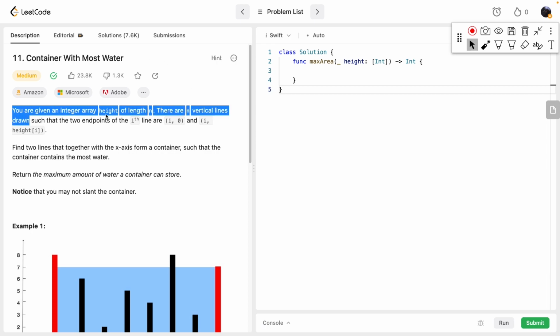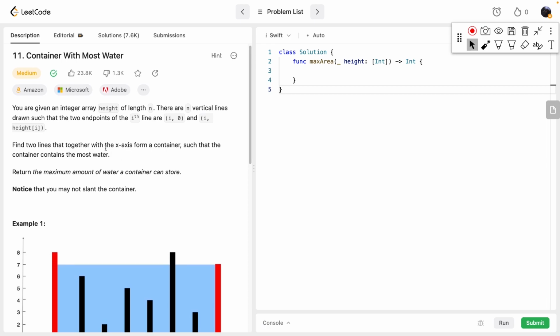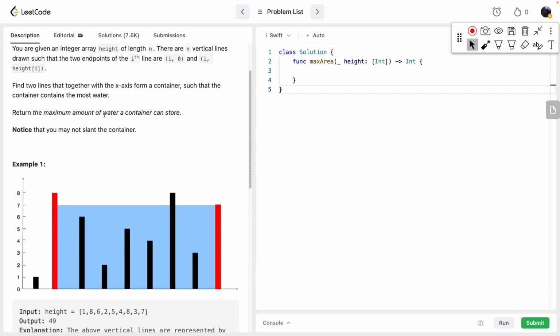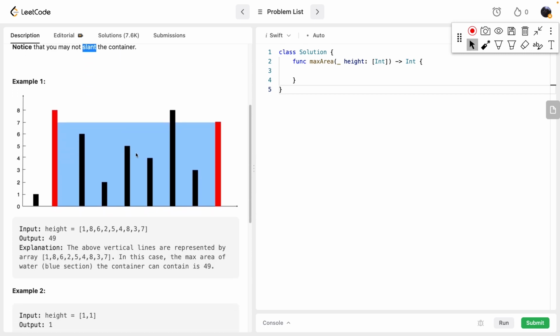You're given an integer array height of length n. There are n vertical lines drawn. Find two lines that together with the x-axis form a container such that the container contains the most water. Return the maximum amount of water a container can store. Notice that you may not slant the container. Slant means to tilt, so you cannot tilt the container.